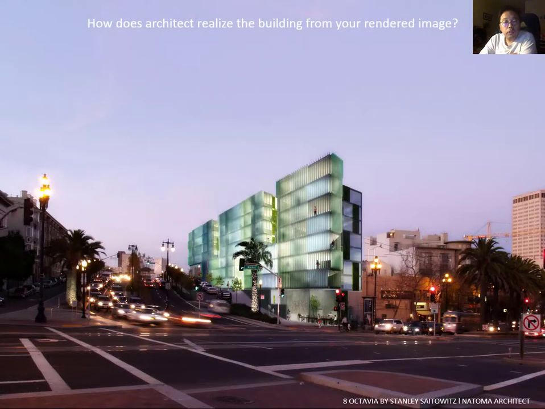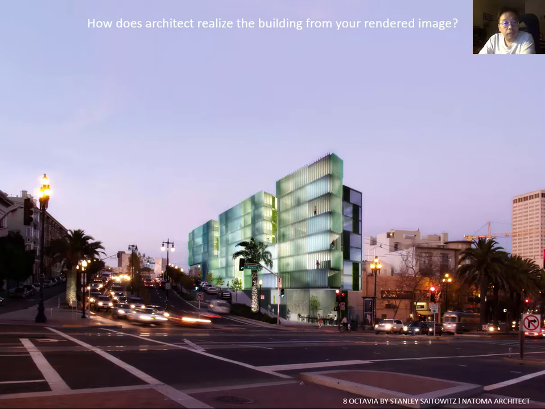I will start with this project. This project is 8 Octavia Gateway. It is a multi-family house in San Francisco, which I worked on in the Stanley Saitowitz office. It was a rendering image for a client meeting. How do we develop this rendering image to realize the construction of the building? And what do we need to prepare for the construction?